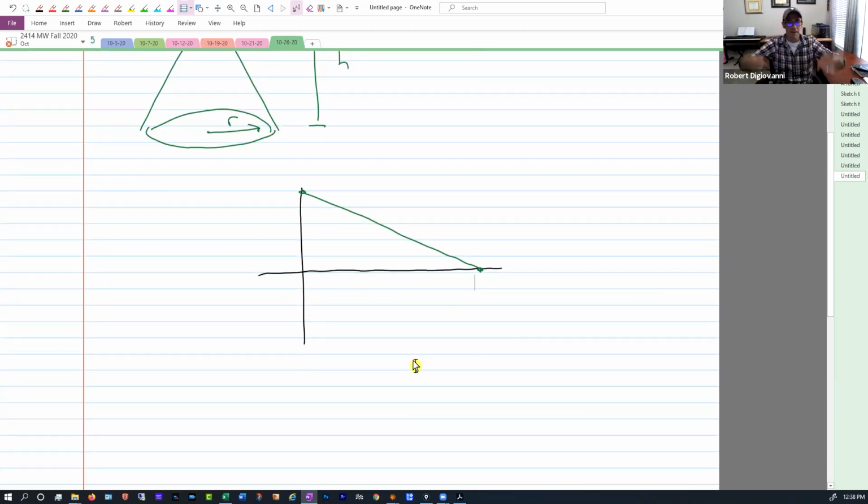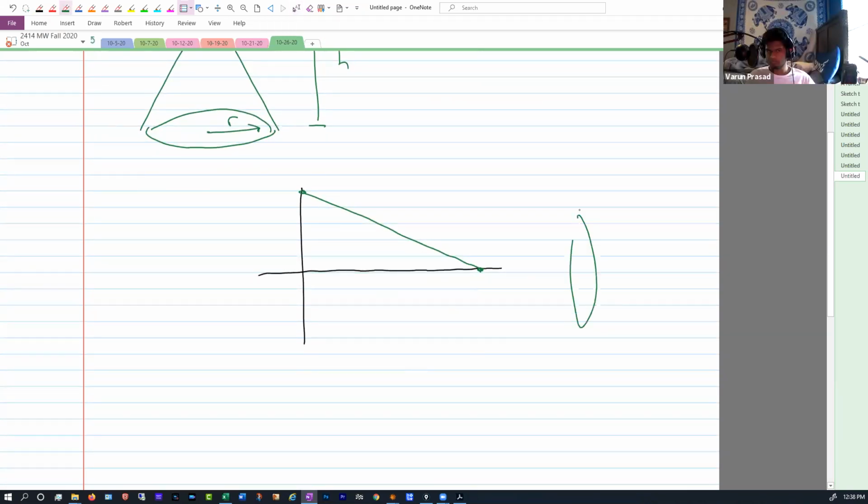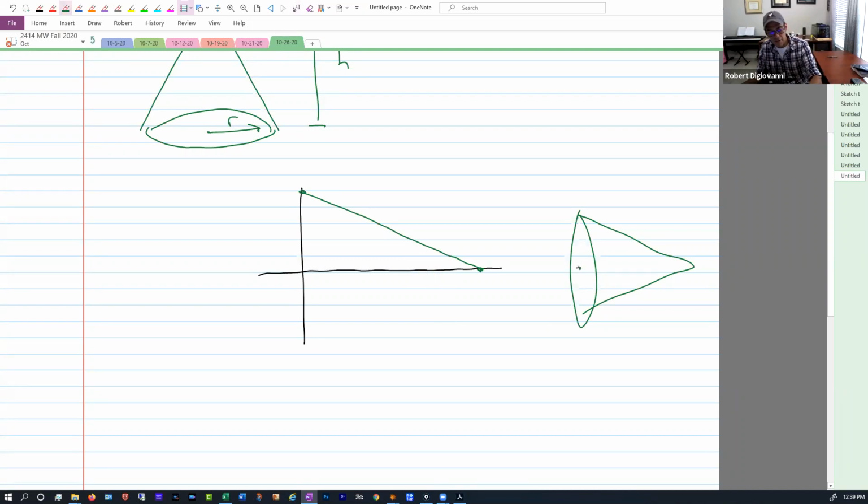Imagine wrapping that around the x-axis. A cone. You see, you would get this cone, right? So imagine this cone, the distance from here to here. If that distance is our radius, that means the distance from here to here is radius. And the height of the cone is the distance from here to here.